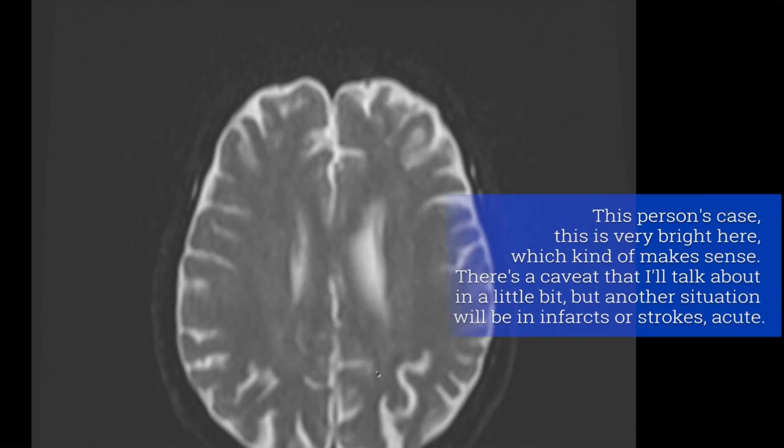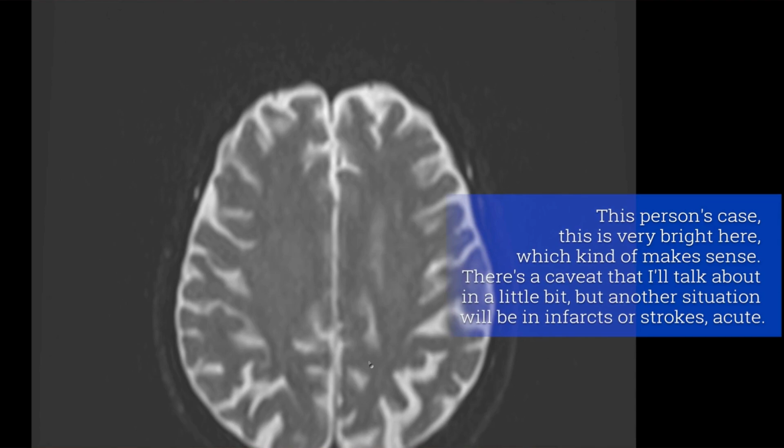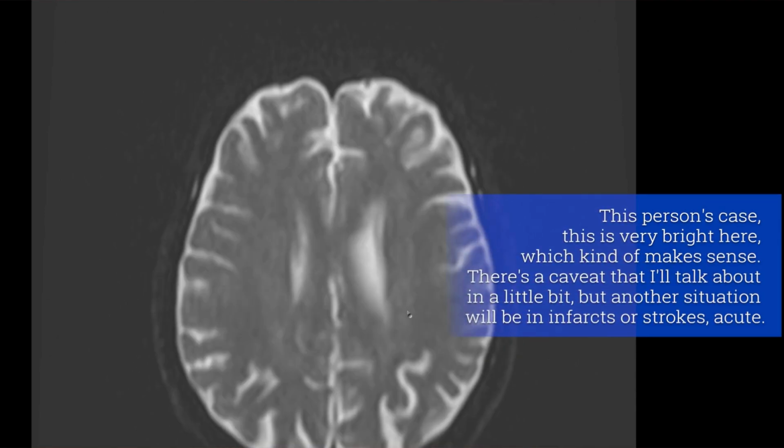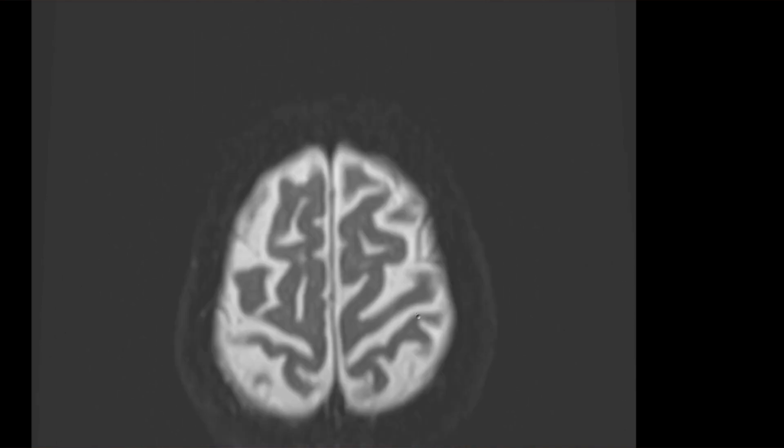There's a caveat that I'll talk about in a little bit, but another situation would be in infarcts or strokes, acute. So basically, you'll see cellular swelling because the mitochondria stop working, which means the sodium potassium pump stops working. They swell. There's restricted water or reduced movement of water molecules around cells at that point. So it'll look bright on this sequence.